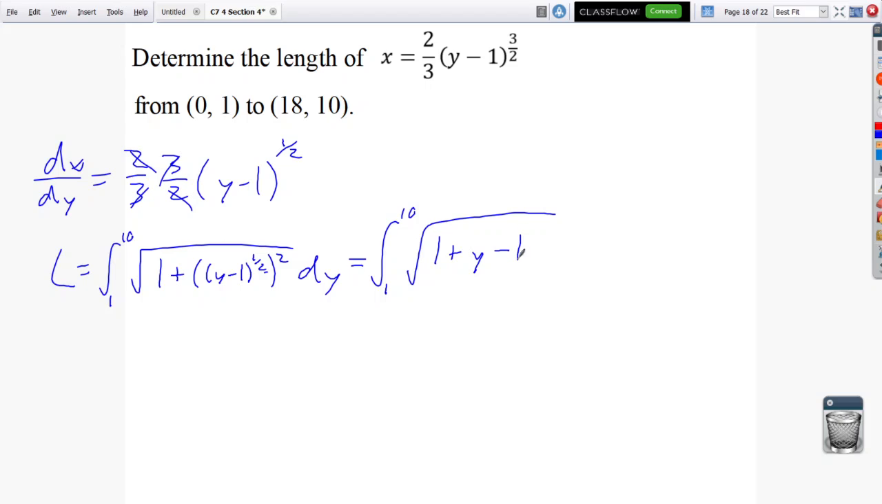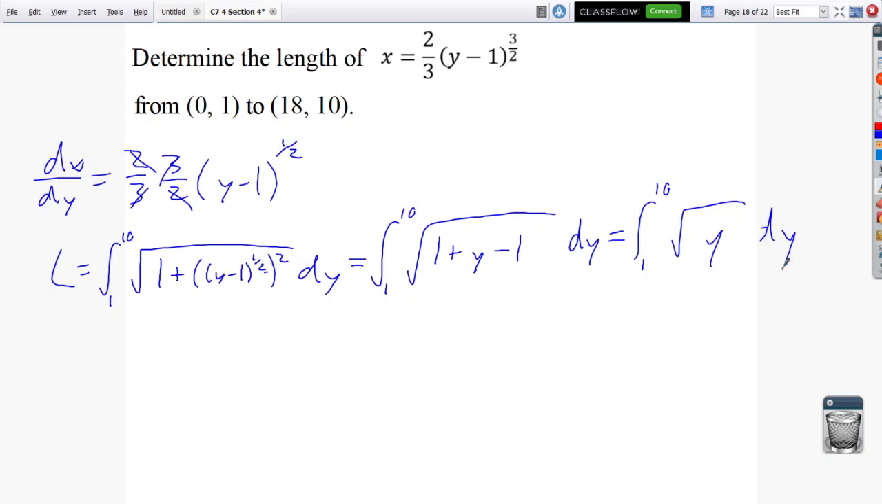We have y minus 1 dy. And now I can see that this is going to be equal to the integral from 1 to 10 of just the square root of y dy. So now I get into a place where I could do this by hand if I wanted to. So here's a nice friendly problem.